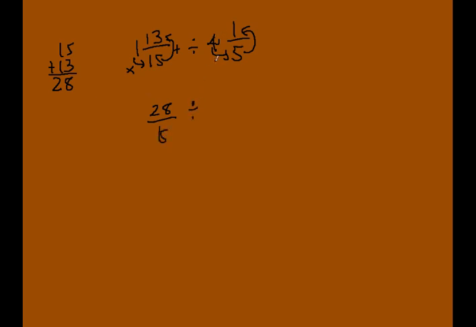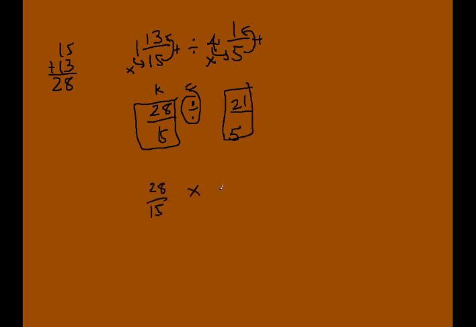Let's do the same thing here. 4 times 5 is 20. 20 plus 1 is 21. And the denominator here, 5, stays the same. So let's apply the rule. Keep, change, flip. So we're going to keep the 28 over 15, change into a multiplication sign, and flip this guy.